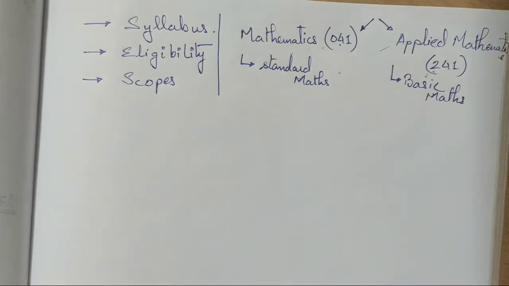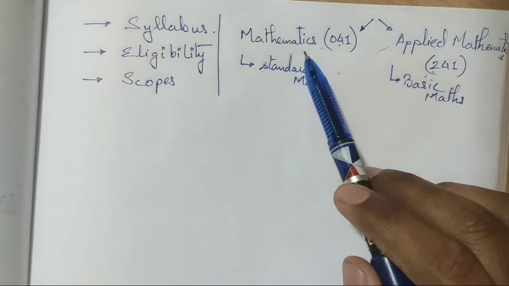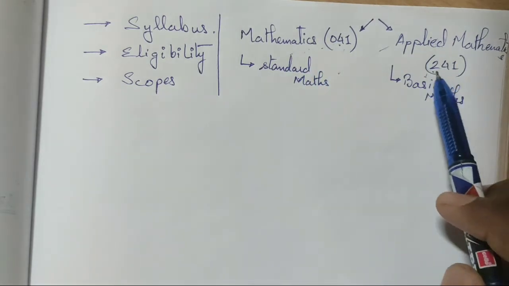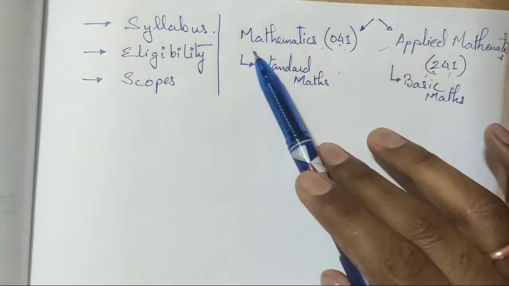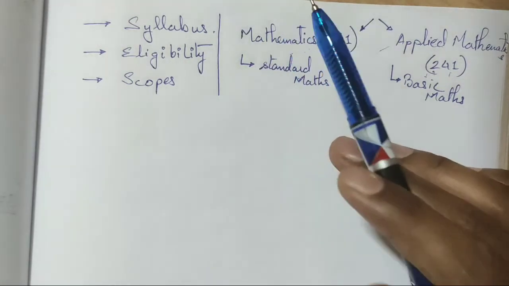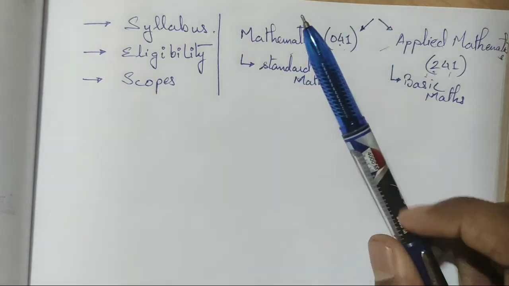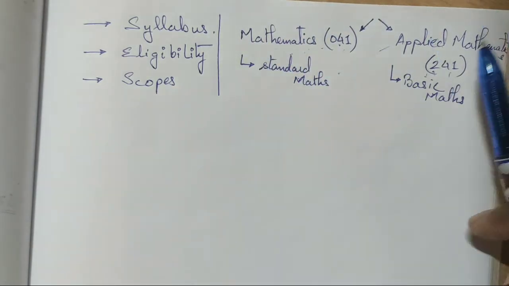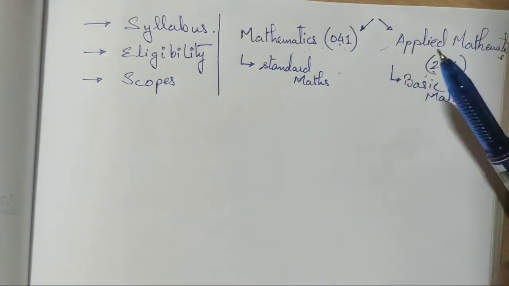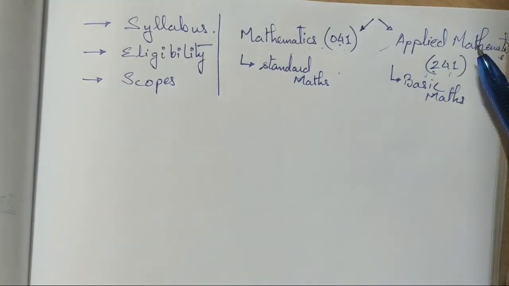And one thing you need to understand here: if the student fails in mathematics 041, then he will not be allowed to change his subject code to 241, because this mathematics is a part of some other combination like physics, chemistry and maths. In this combination, this maths is required. If you are taking applied maths with physics and chemistry, that will not be helpful in your future. We will cover that in the scopes area.